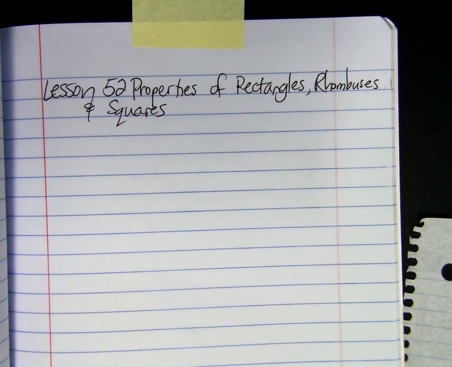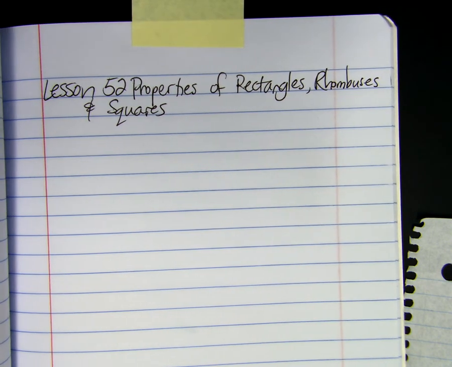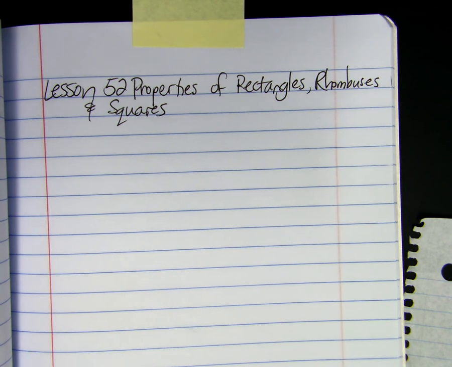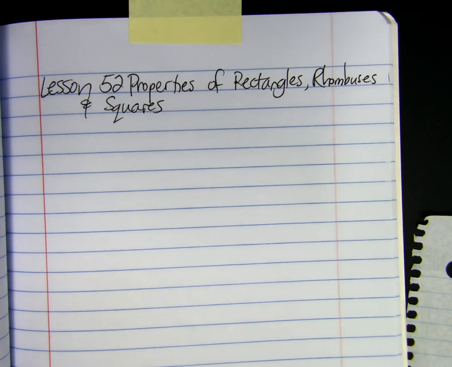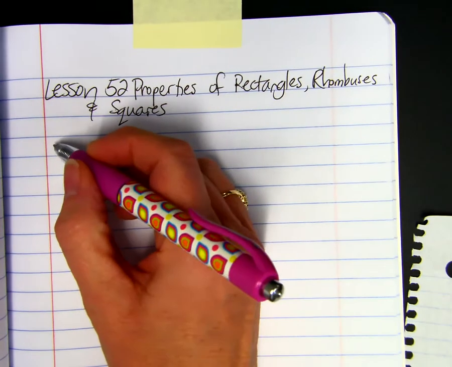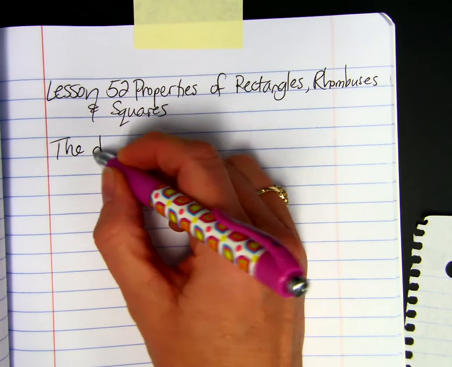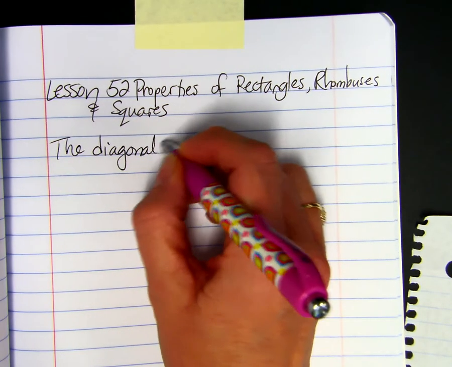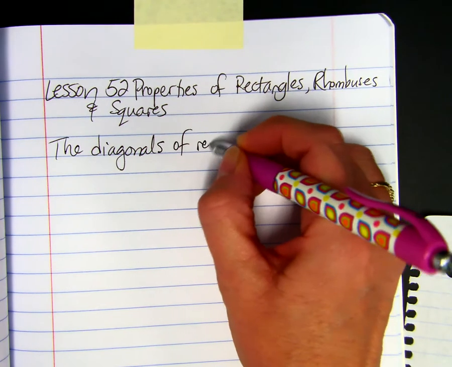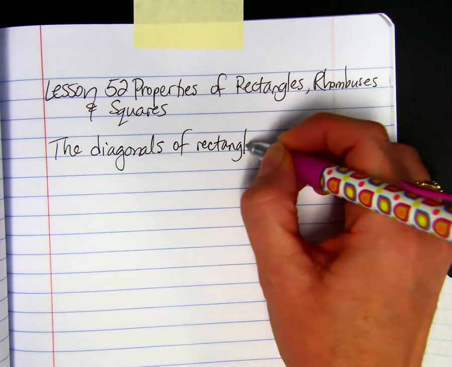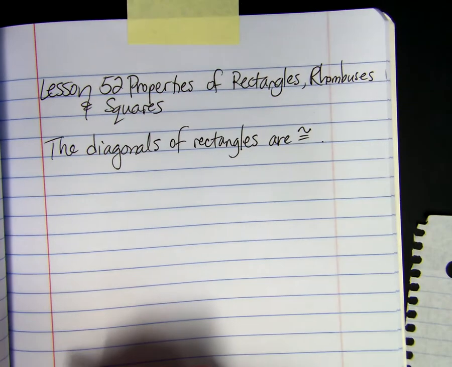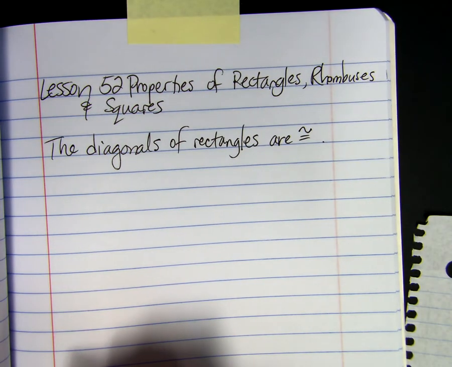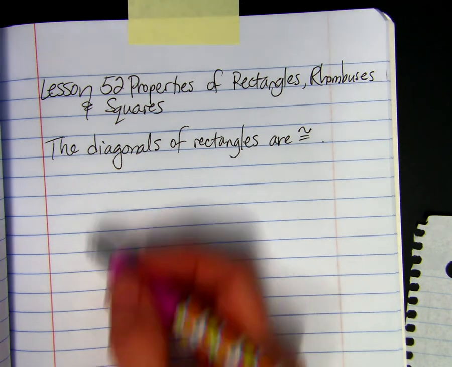So these are properties, and you can use them in proofs and stuff, just like you would theorems, only you just call them properties. So one of the properties is that the diagonals of rectangles are congruent. So how about the diagonals of a square? Yes, they would be congruent.